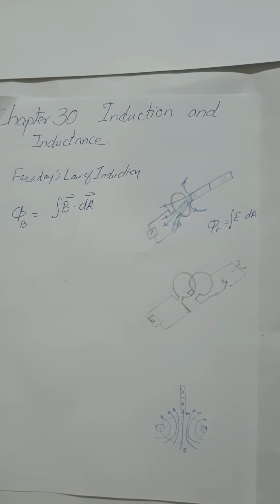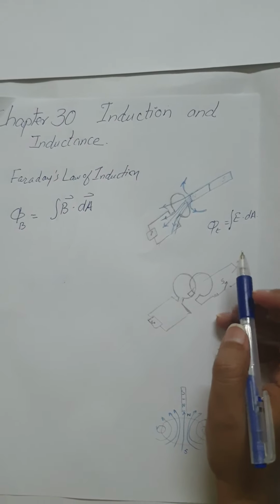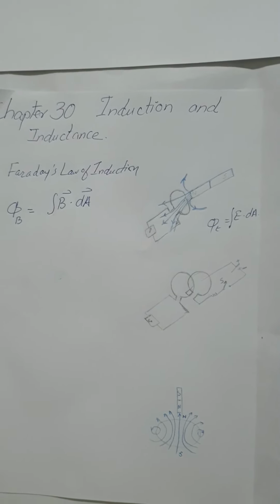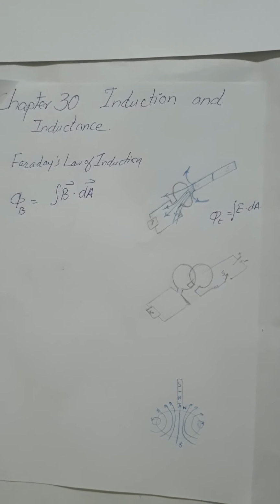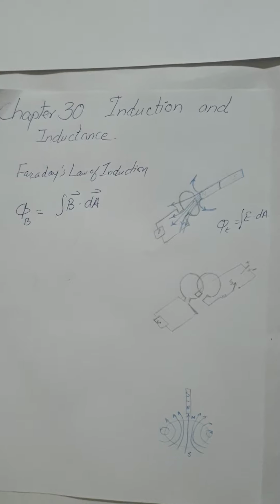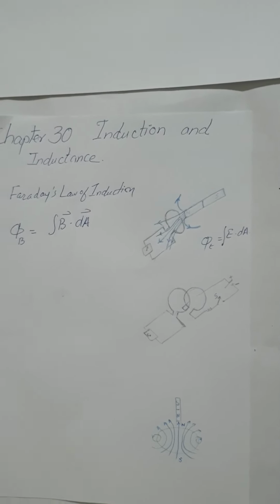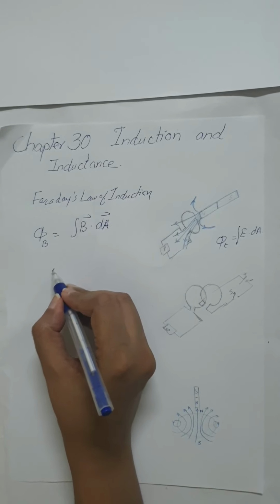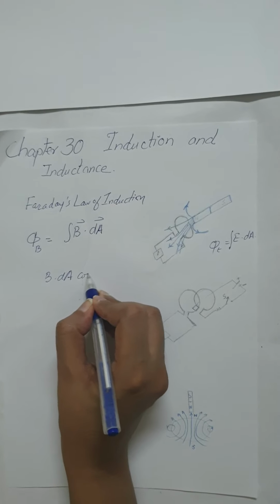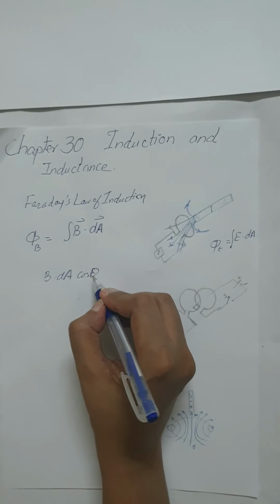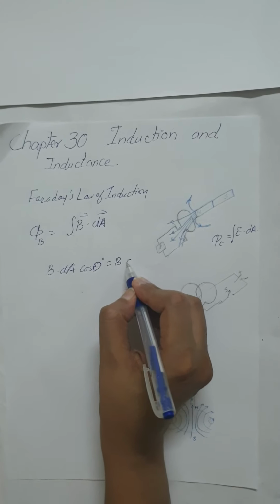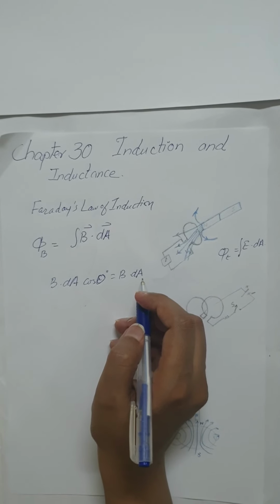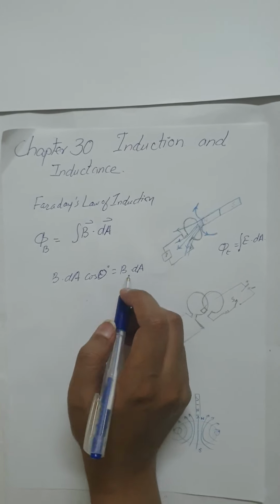And let's suppose that the loop lies in a plane and that the magnetic field is perpendicular to the plane of the loop. So we can write the dot product here as B dA cos theta, and cos theta would be 1 and it is equal to B dA when the magnetic field is perpendicular to the plane of the loop, then B and dA become parallel to each other.